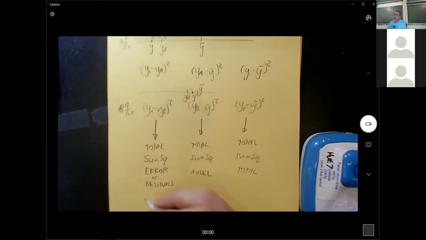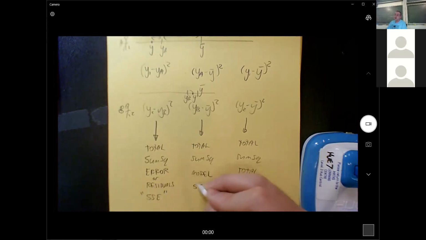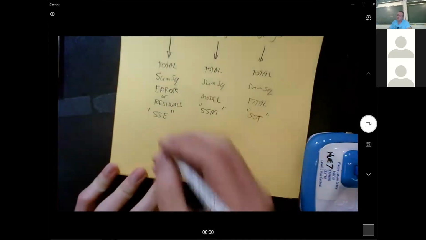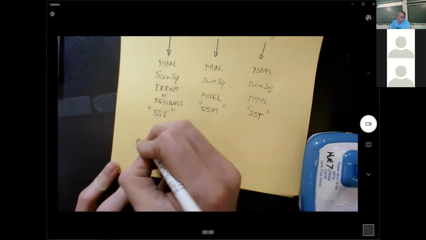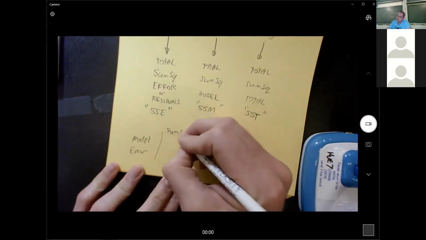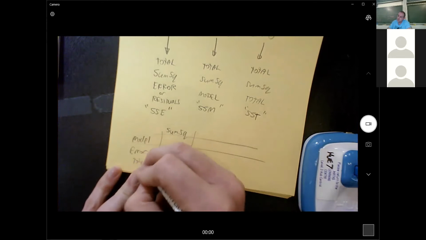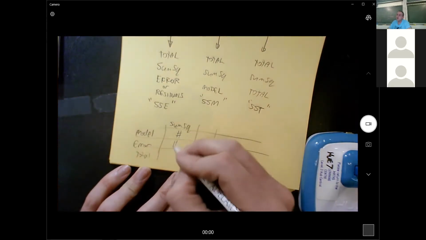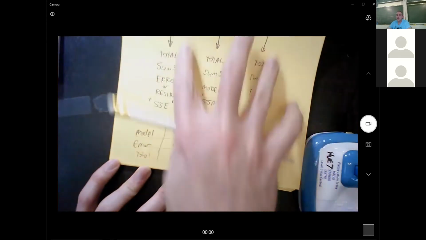So in some resources you'll find online, this will be called SSE, and this will be called SSM, and this will be called SST. I don't know if it's called that in this course, I'm pretty sure it's not, but just so you know, if you're looking up ANOVA online, that's what will be in those spots. And what will normally happen is you'll see these totals drawn in a table. Like this. So there'll be a number for the sum of squares here, there'll be a number for the error here, there'll be a number for the total. That's what all these things add up to. They go in these spots.